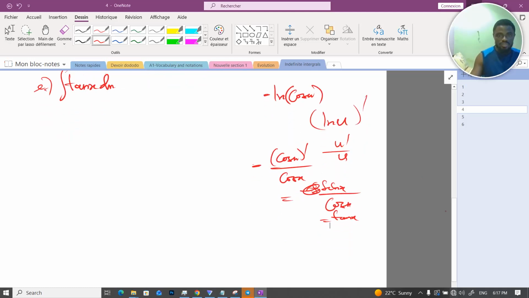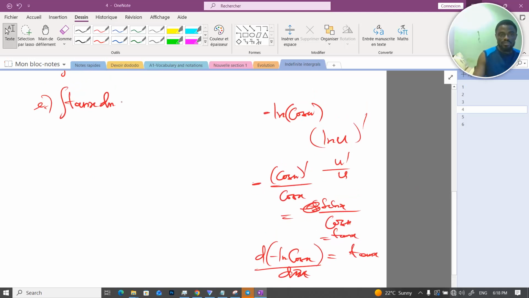So we basically see what? On voit que when differentiating minus ln of cos x, we have what? Tan x. When we differentiate with respect to x, minus ln of cos x, we have tan x. So basically, we can replace this.